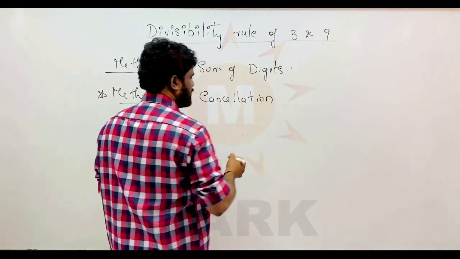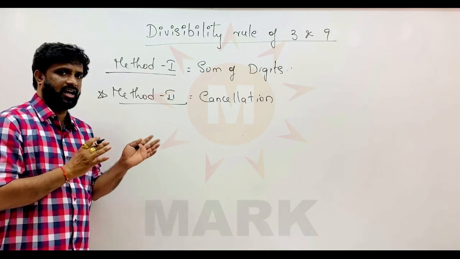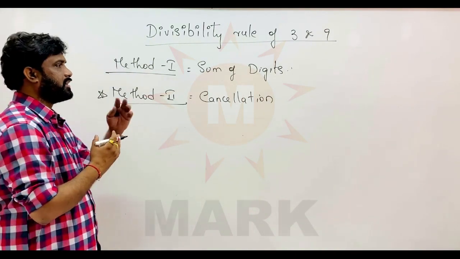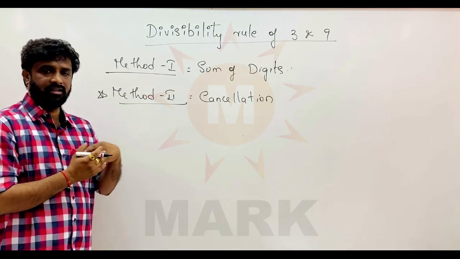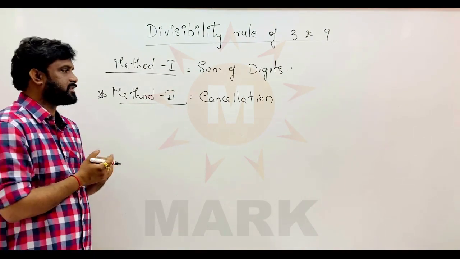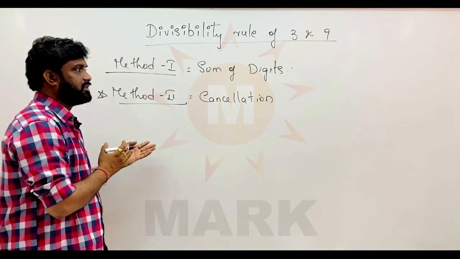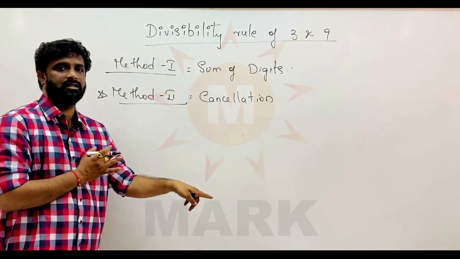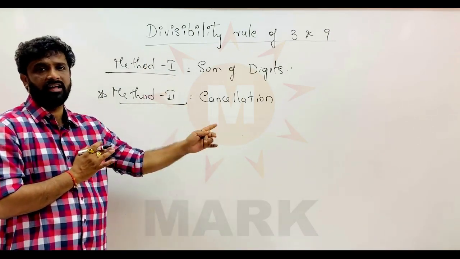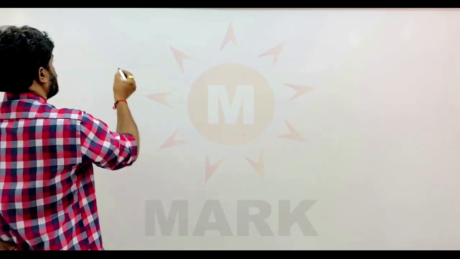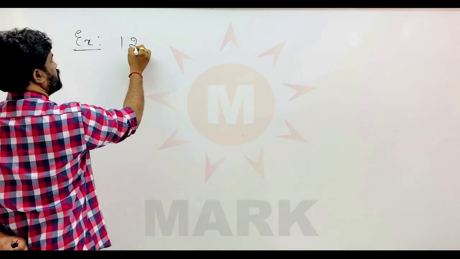So for the divisibility rule of 3 and 9, people use two kinds of methods. The first is the conventional, procedural method, called the sum of the digits method, and the second is a faster technique that people generally use in competitive exams, called the cancellation method. We will look at what the sum of digits method is, what the cancellation method is, how we use them in the case of 3, and how we use them in the case of 9. For example, I am taking a number, 12609.